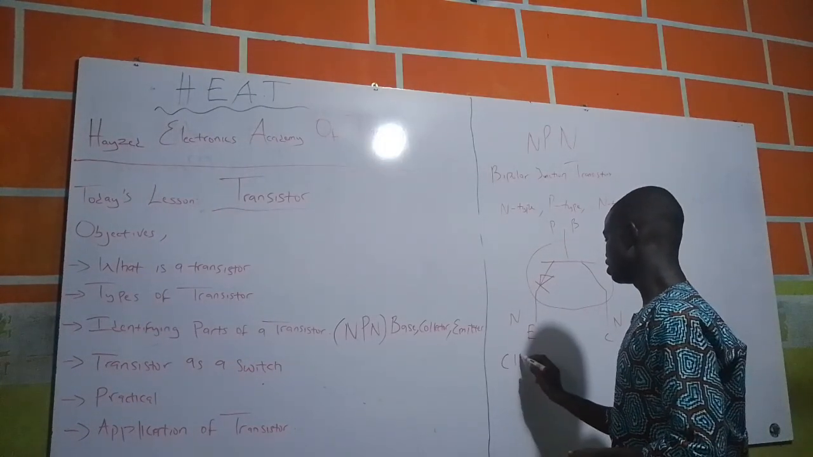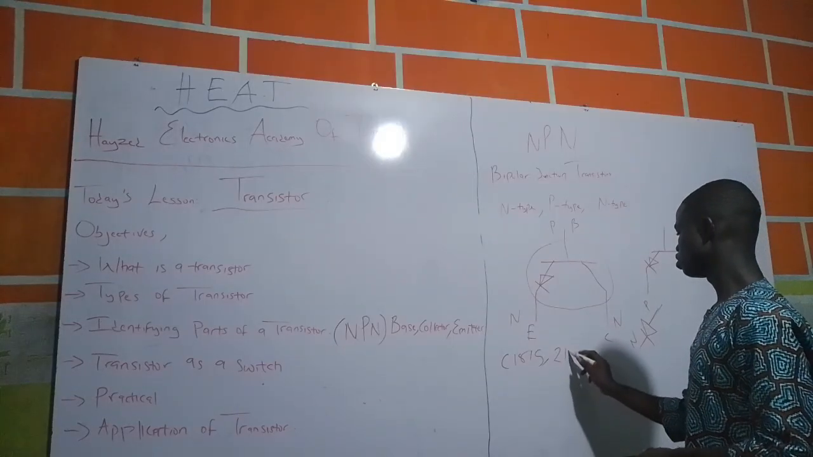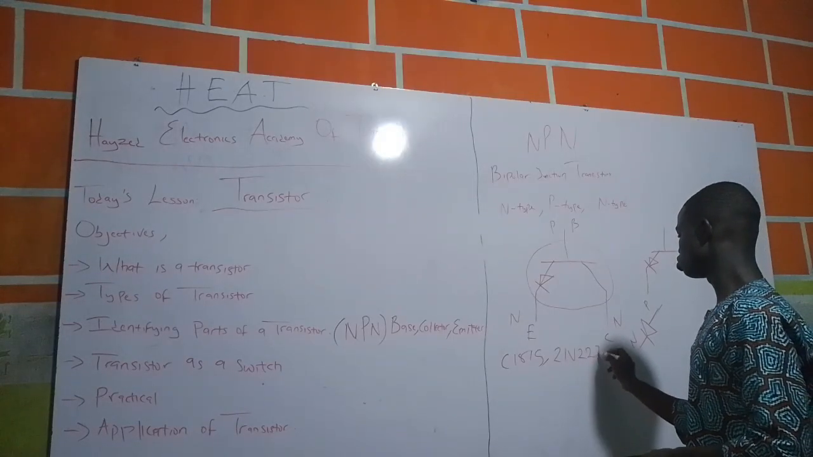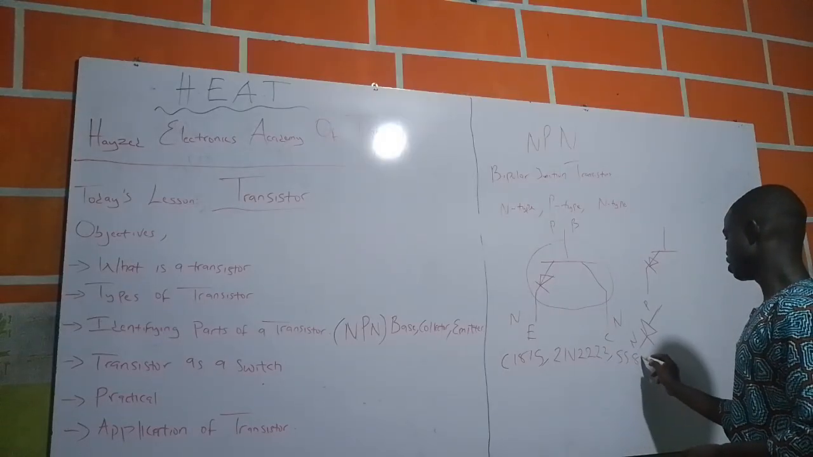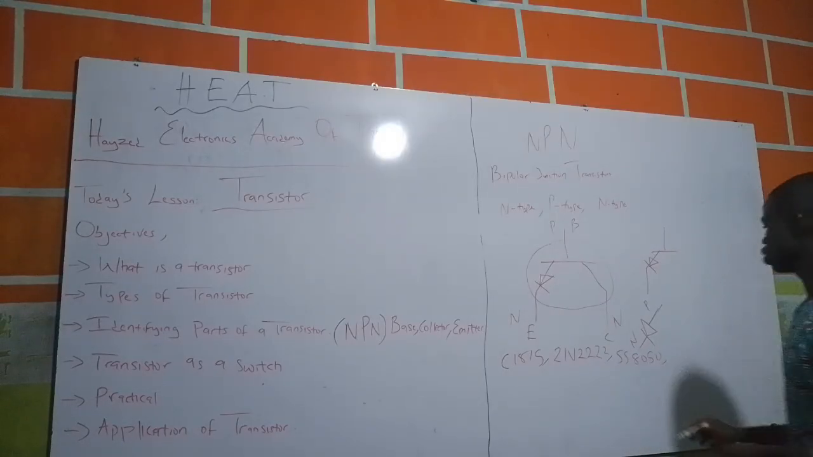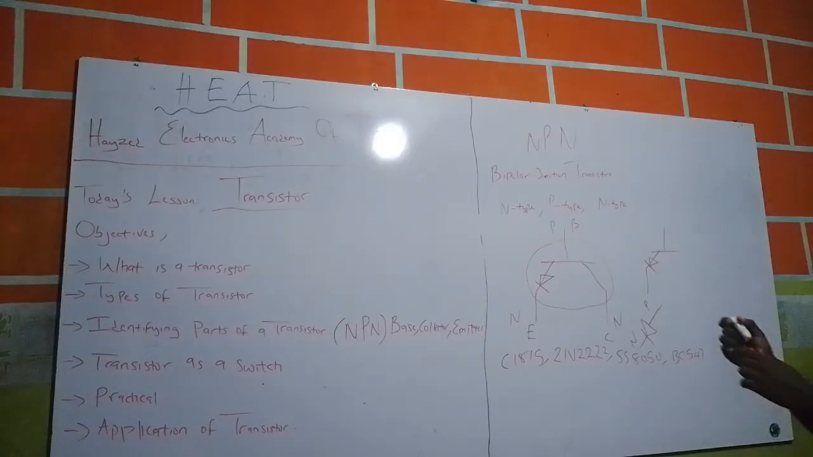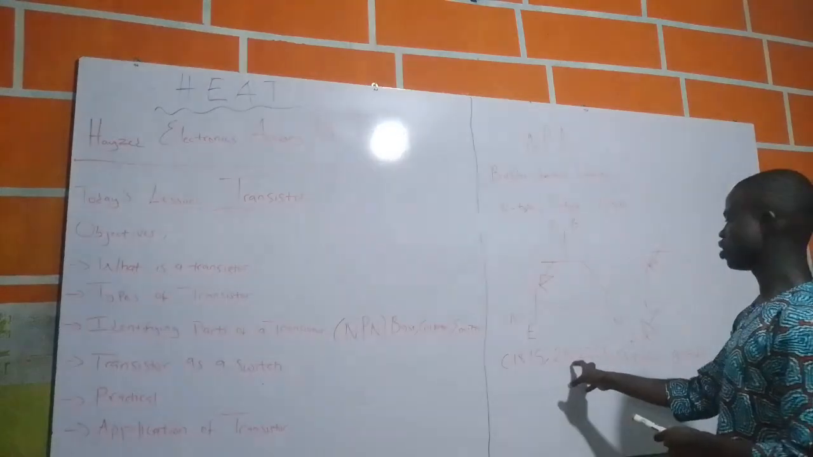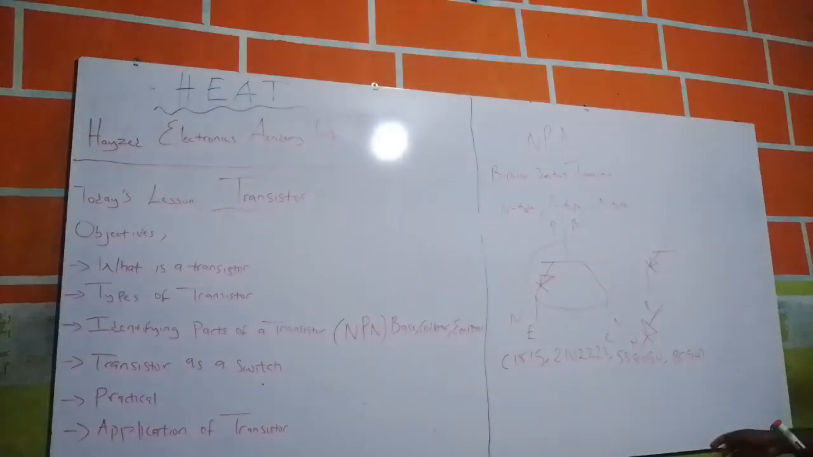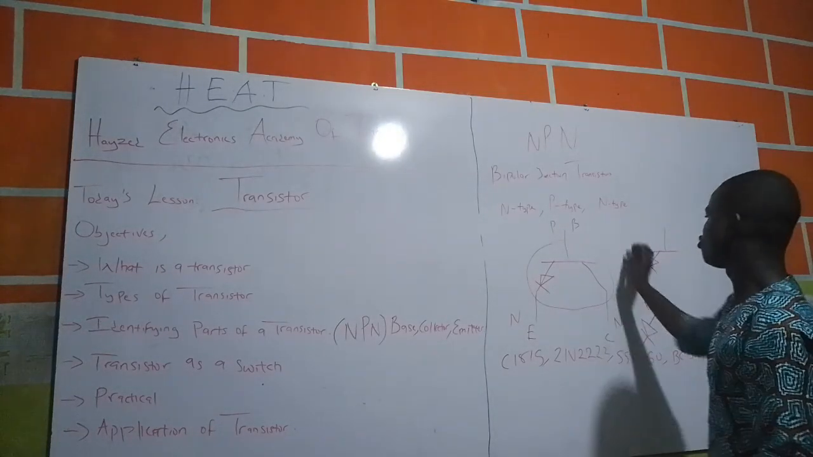So now we have different types of transistors. We have C1815, we have 2N2222, we have SS8050, we have BC547. And the thing about a transistor is that we have different brands. We also have different manufacturers producing them.